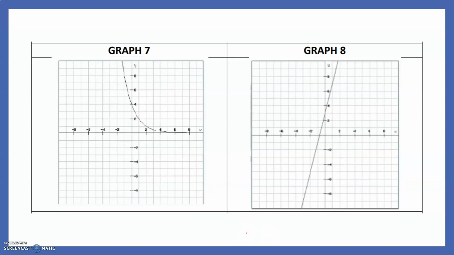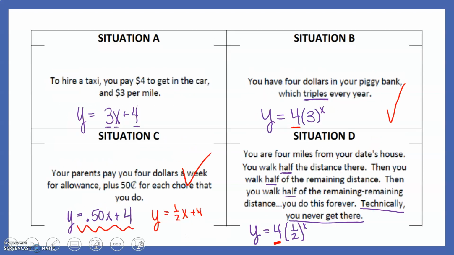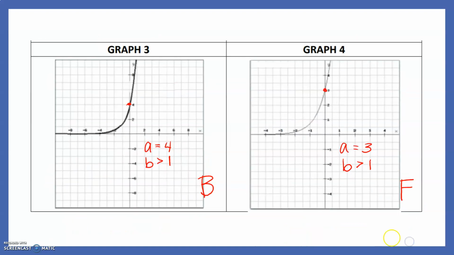For graph number 7, notice that we have an exponential decay because my graph is going down. My start value is 4, so my A value is 4. And my B value is less than 1 because it's a decay. If I go back and look at my situations, situation D matches this criteria because my A value is 4 and my B value is less than 1.